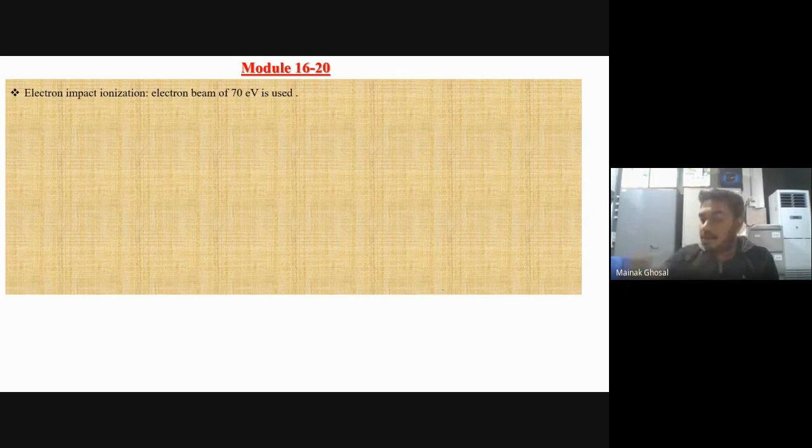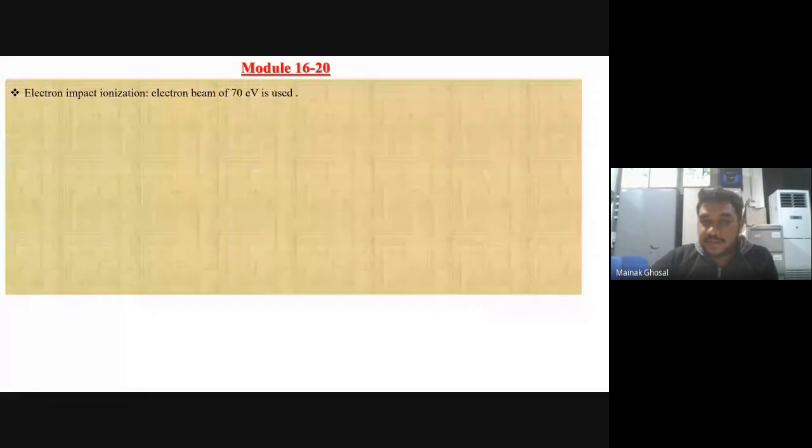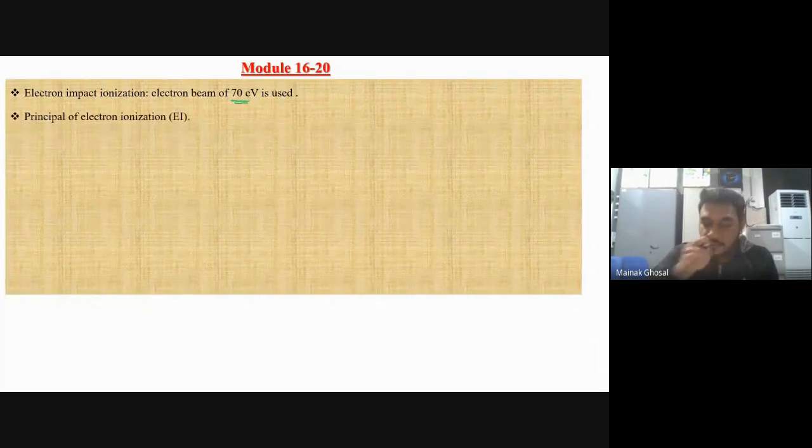Now, talking about electron impact ionization, the first thing is that an electron beam of 70 electron volts is used. Okay, 70 electron volts is a very high energy electron beam. Now, what is the working principle behind electron ionization? Your sample will be in the gas phase or a volatile liquid, and that will be bombarded by high energy electrons.